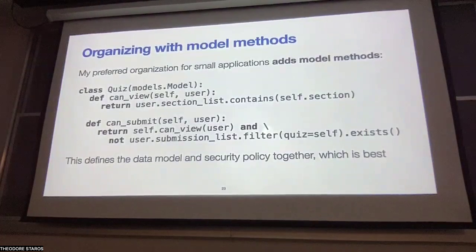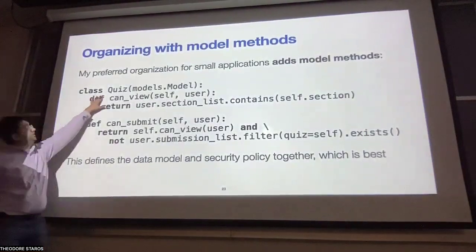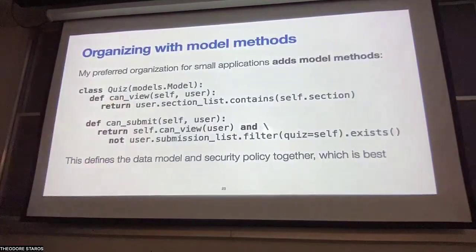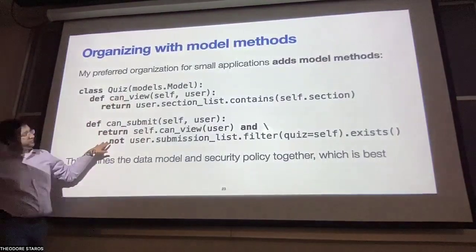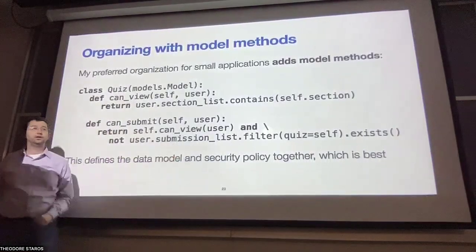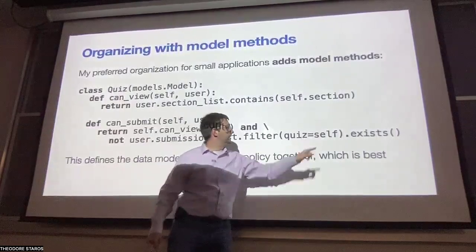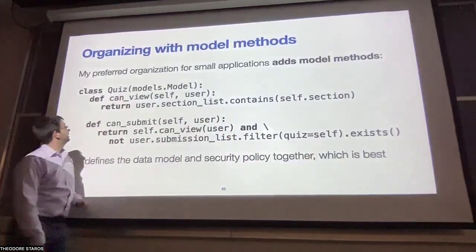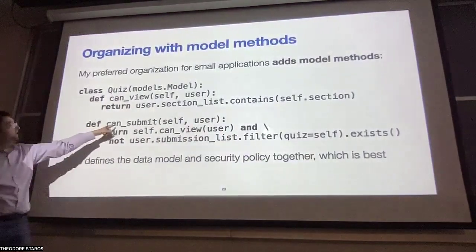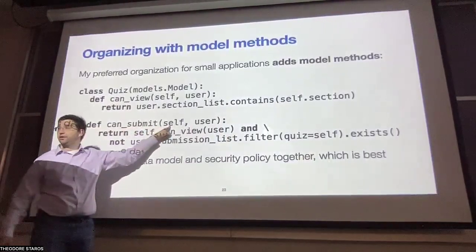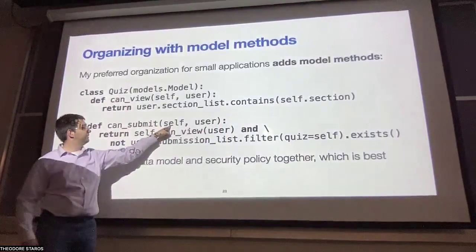So this is kind of the pattern. Here, I've added these as methods to the model. We have a can view and a can submit. And you can see that here, I've done that authorization logic that I talked about. So for example, this is quiz.canSubmit. So this is whether you can submit to a specific quiz, I guess like take a specific quiz.